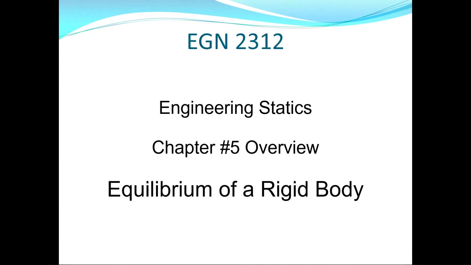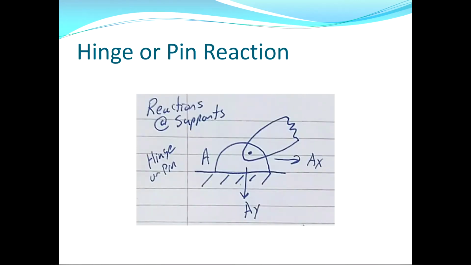When we start to deal with equilibrium of rigid bodies, the first place we want to start is to look at how the rigid body is attached to the world. So there are some common ways to attach bodies to the world. One of the ways that you might see is a hinge or a pin reaction, typically drawn like I've drawn it here. So what you need to do when you see one of these is you need to figure out what types of forces, reaction forces, are resulting because of the connection to the world.